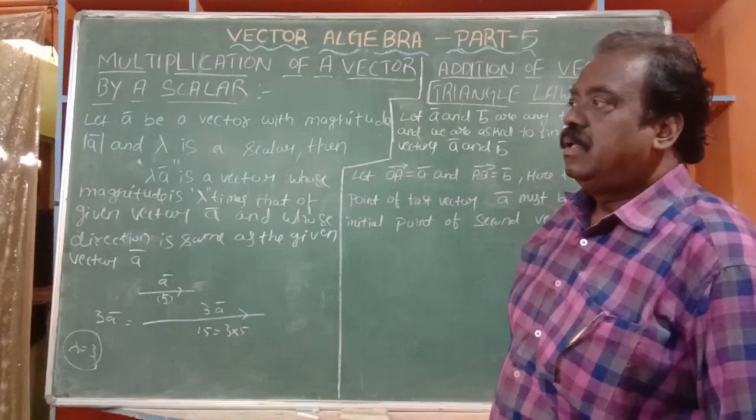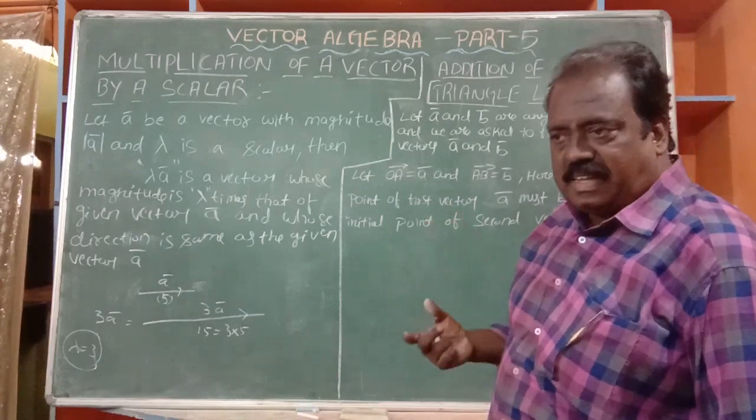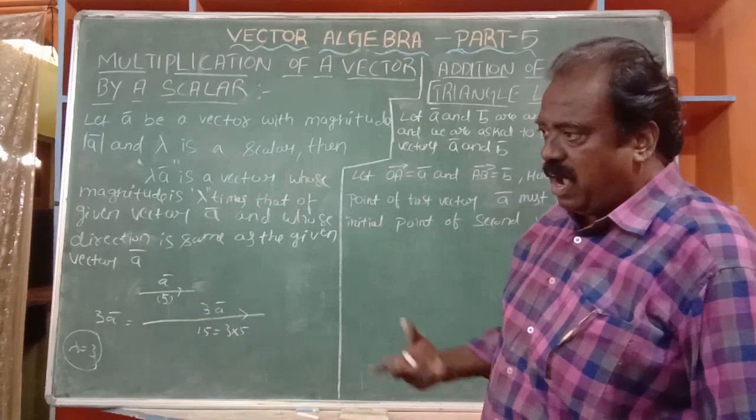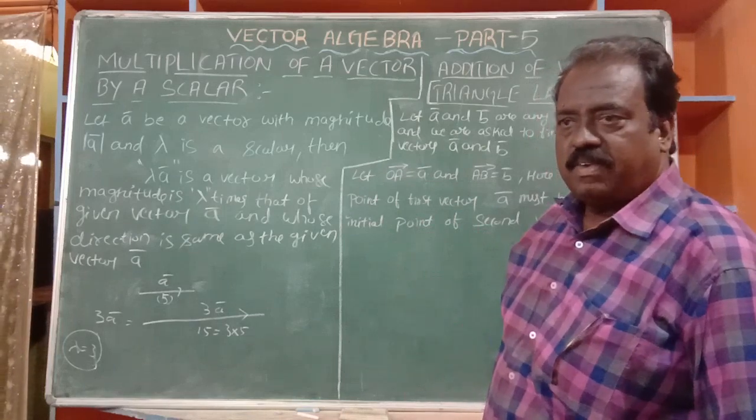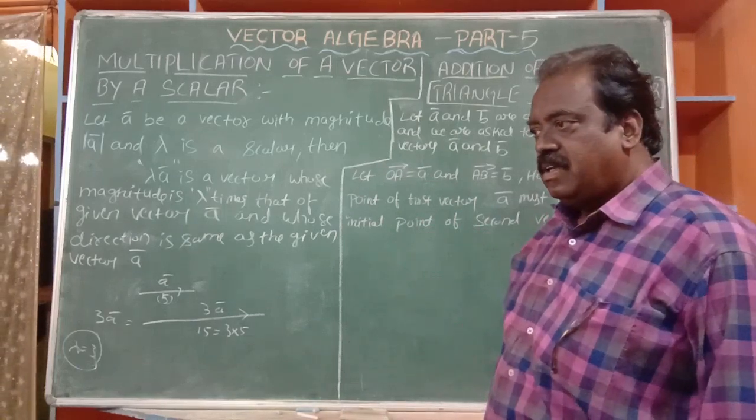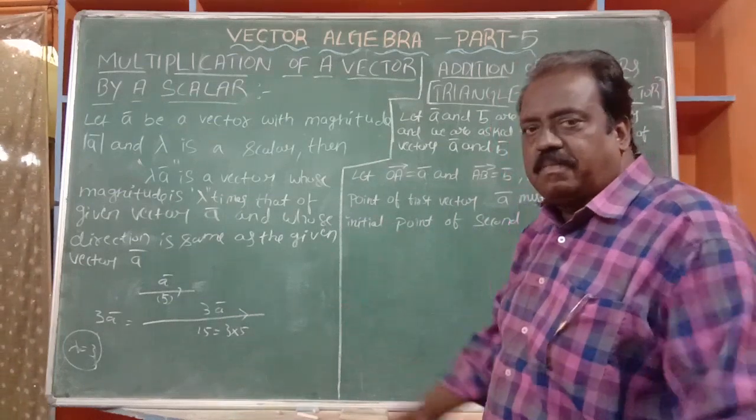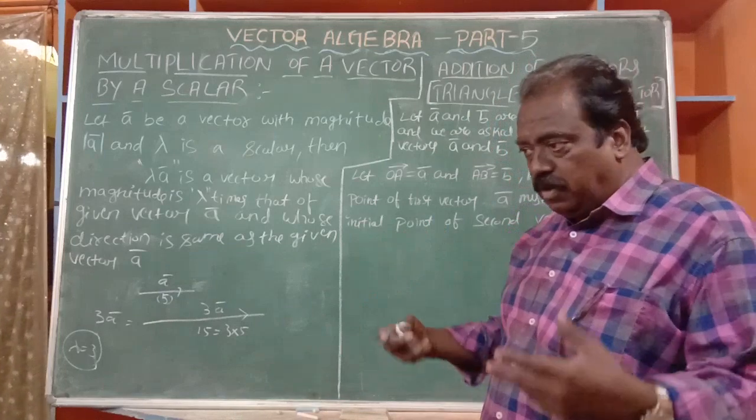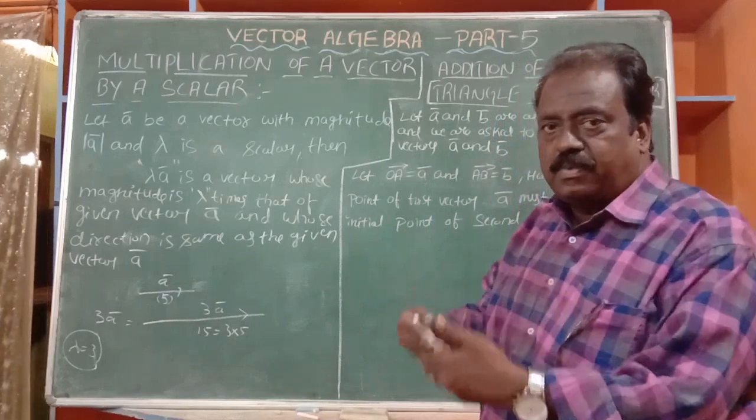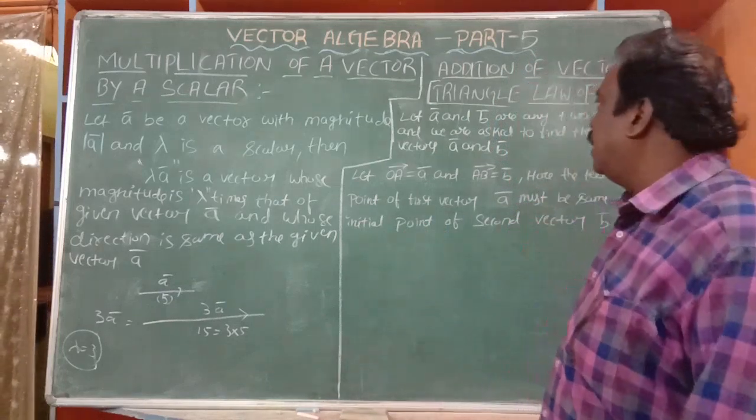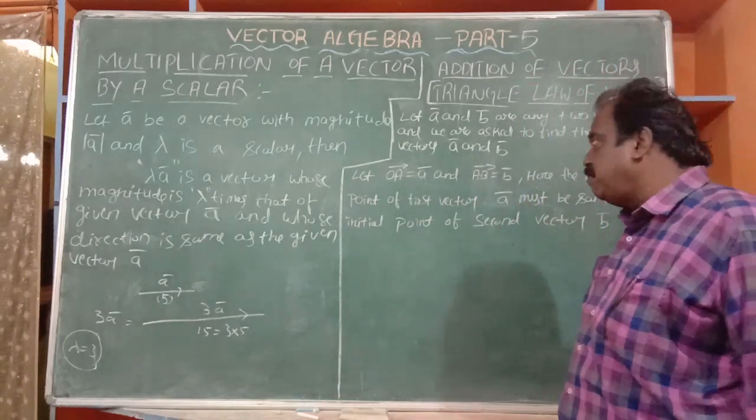But here vector is a different concept. Can you add two vectors? A vector is not a number. It is a number with direction. It is a different concept. But is it possible to make the sum of two vectors? Yes, we can. How? This is a fantastic concept.